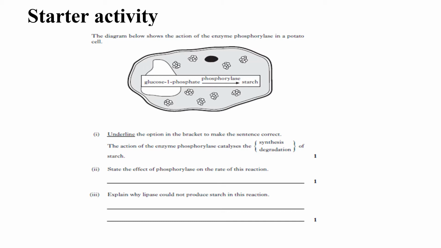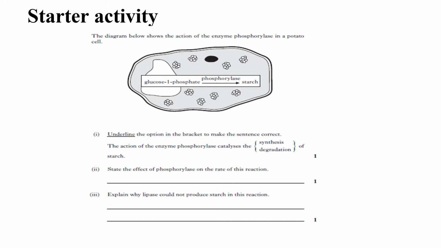The question says the diagram below shows the action of enzyme phosphorylase in a potato cell, and then you've got glucose 1-phosphate with phosphorylase going to starch. It says underline the option in the brackets to make the sentence correct. The action of the enzyme phosphorylase catalyzes either synthesis or degradation of starch. For part two, you've got state the effect of phosphorylase on the rate of this reaction, and then for part three, you've got explain why lipase could not produce starch in this reaction.